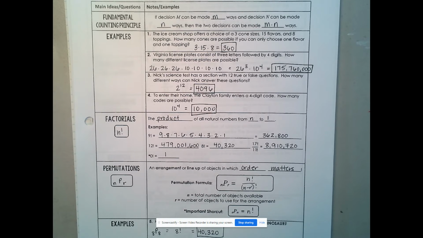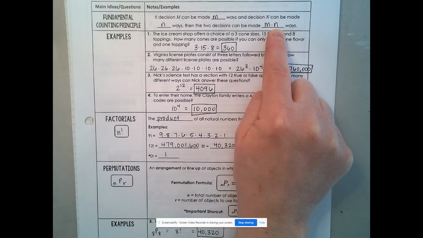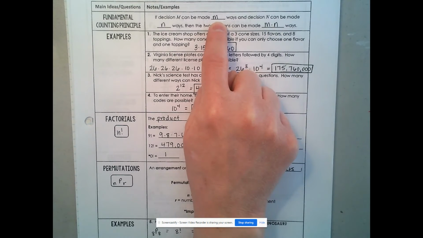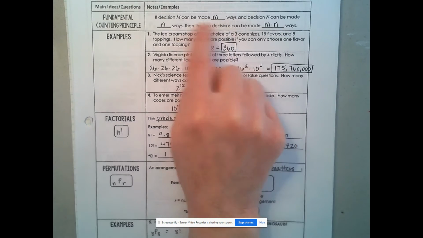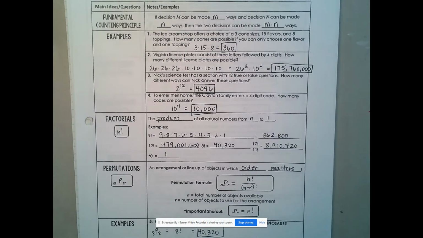Fundamental counting principle. If you want to know how many ways a decision can be made, you can multiply the number of choices for the first decision times the number of choices in the second decision and get the total number of options. For example, if a shirt can be purchased in 4 sizes and that same shirt can be made in 3 colors, 4 times 3 would tell you there are actually 12 ways that shirt can be ordered, 4 sizes times 3 colors.